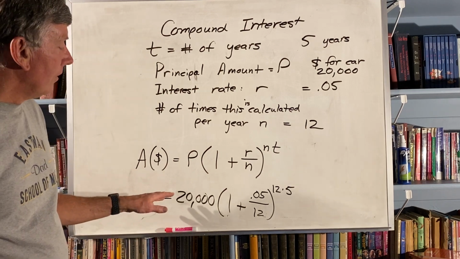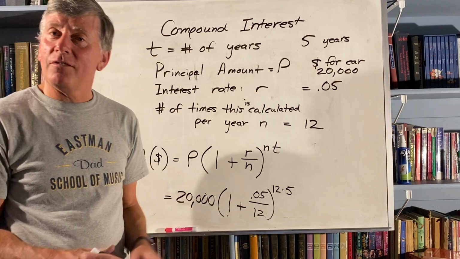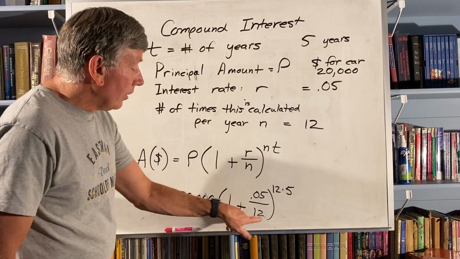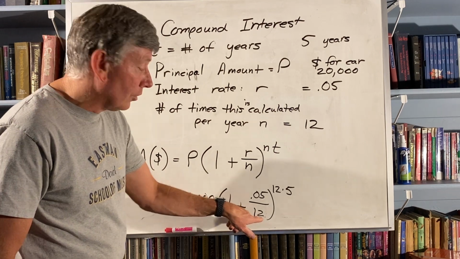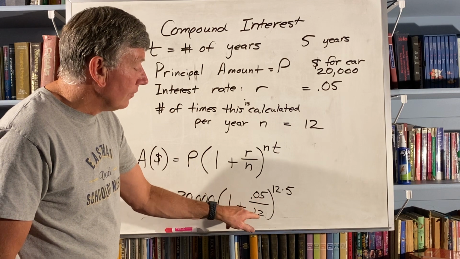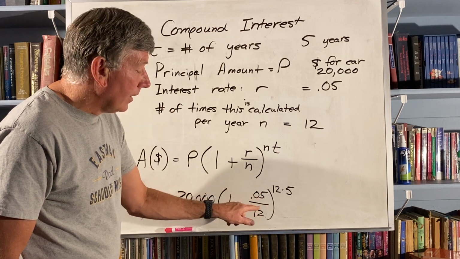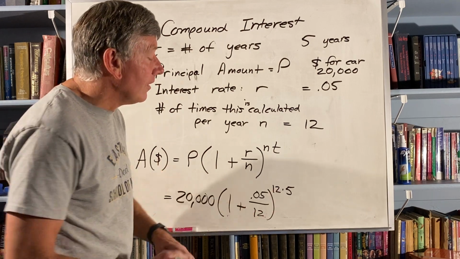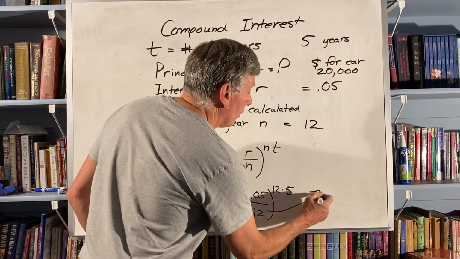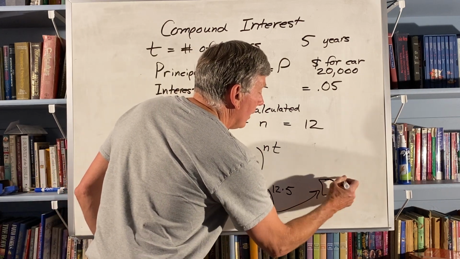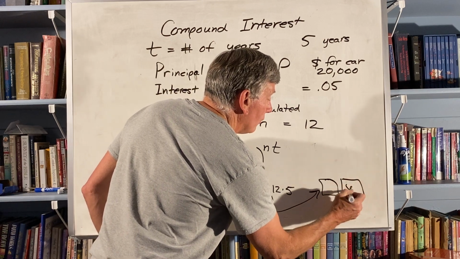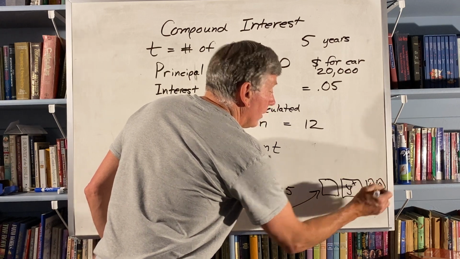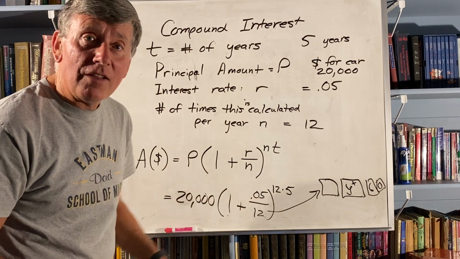And so when I calculate this, I'm going to get a certain number. I didn't prepare in advance what it is. You can do that though. On your calculator, you're going to want to work from the inside out. You're going to want to take 0.05 divided by 12, get that number, add 1 to it. Take that number to the 60th power, so whatever this number is here, you're going to enter that number in, and then you're going to hit your y to the x key, and then you're going to type 60 after that. 12 times 5 is 60.